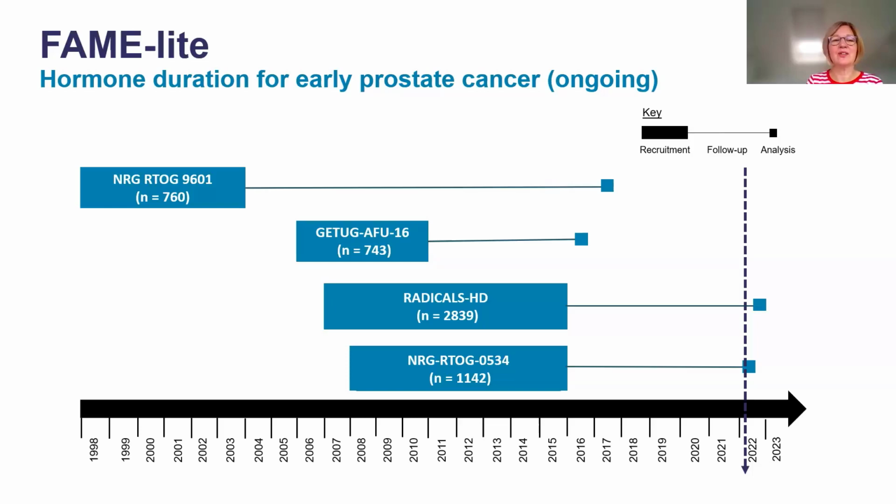So 2 trials, the RTOG trial there and JETUG AFU16, the 2 top trials, were already long since completed and published. Our RADICALS trial and the RTOG trial were about to produce results in the same year. So we really had to get our skates on with this one because we still wanted to be as prospective as possible. We wanted to do what we could before the trial results came out, and we wanted to be ready for those trial results coming out.